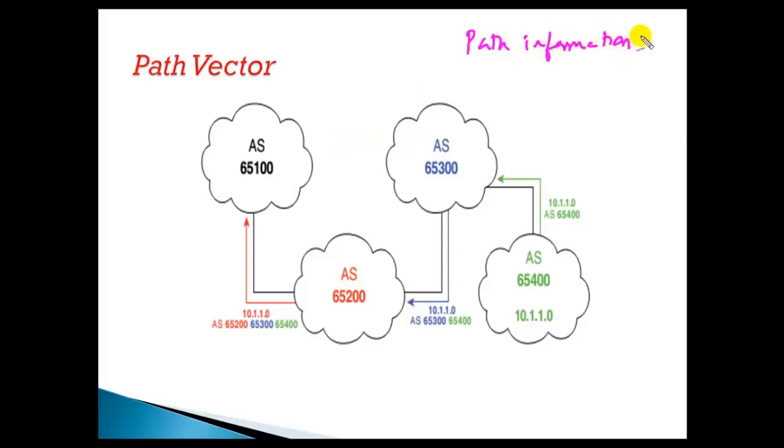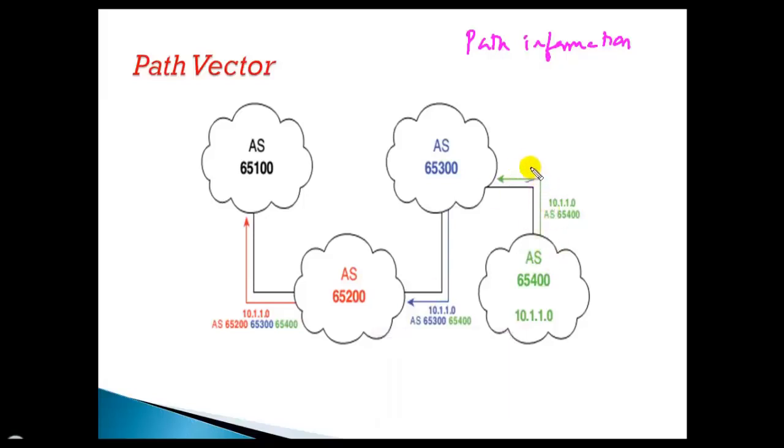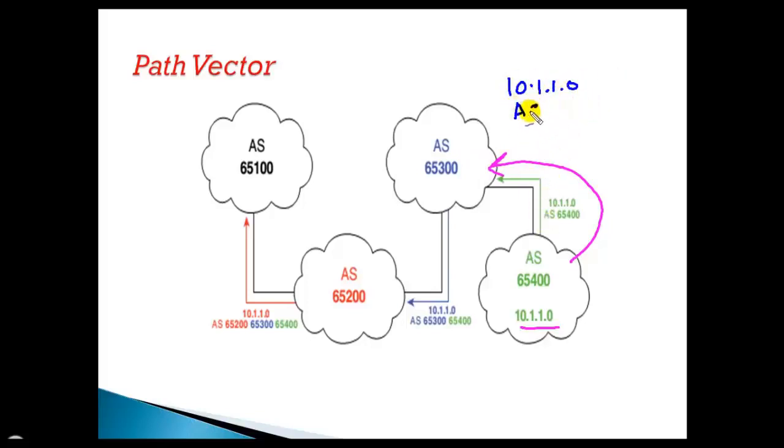Take an example here. I've got a diagram here, you can see the diagram. Now let's take an example. This router is going to advertise this 10.1.1.0 network. So now this router is going to advertise this network into the next autonomous system, which means it is going from one AS to another AS. So it is going to carry that 10.1.1.0 network, and at the same time it is going to carry the AS path information.